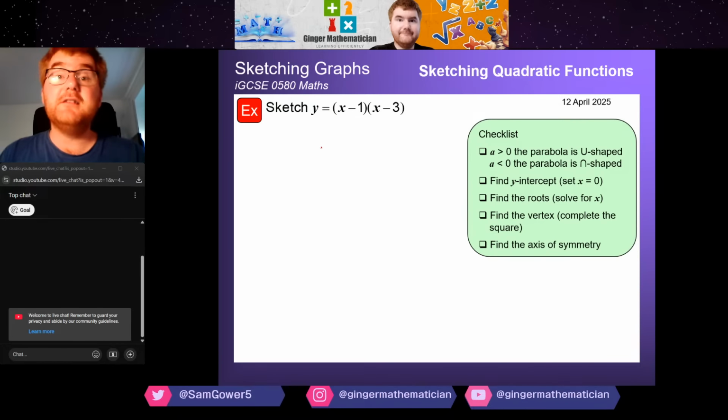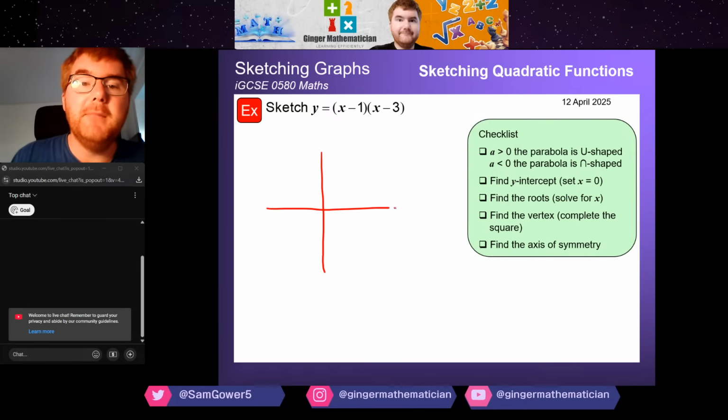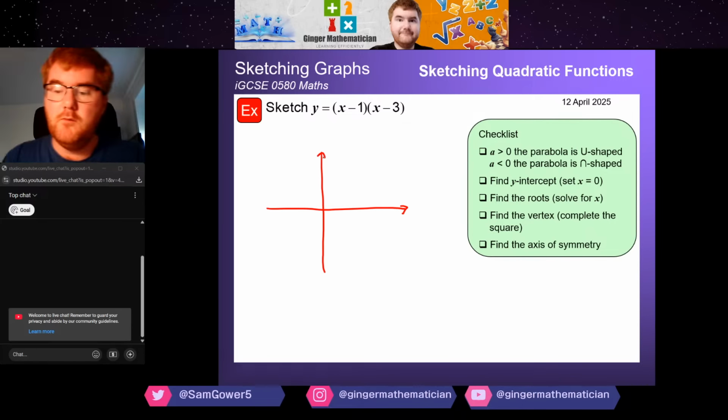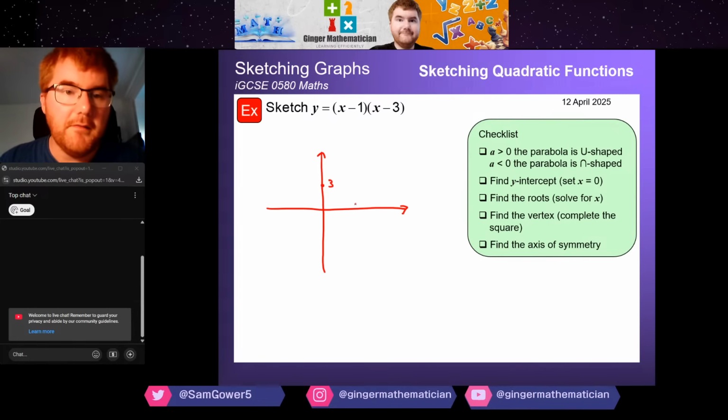Let's now check that we actually do get a quadratic function that makes sense. So what do we have first? We have 0, 3. So let's put that there. Then we've got 1, 0, and 3, 0. So 1 and 3. And now a minimum point at 2, minus 1. Yeah, this is all making sense.